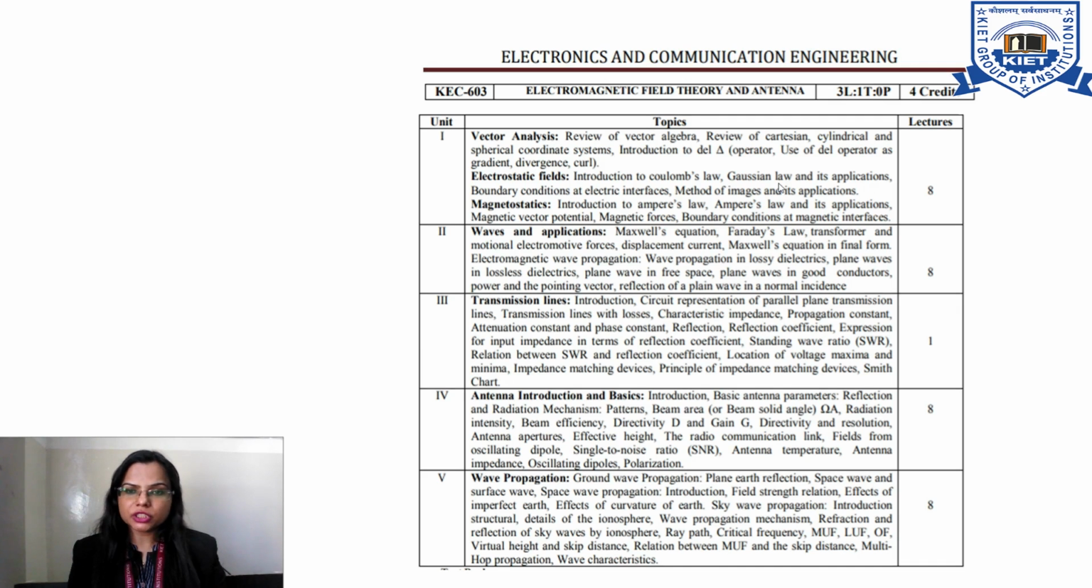impedance, propagation constant, attenuation constant, phase constant, reflection, reflection coefficient, expression for input impedance in terms of reflection coefficient, standing wave ratio, relation between SWR and reflection coefficient, location of voltage maxima and minima, impedance matching devices, principle of impedance matching devices and Smith's chart. So, all these topics we will discuss one by one.